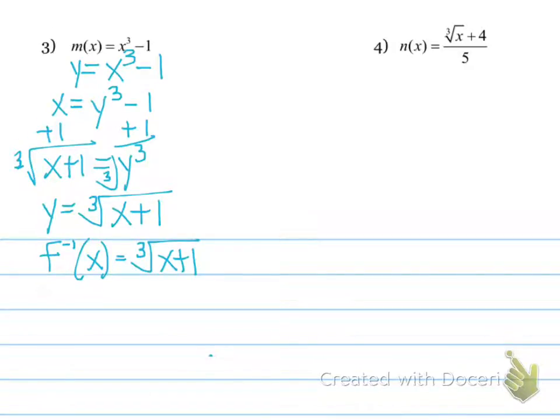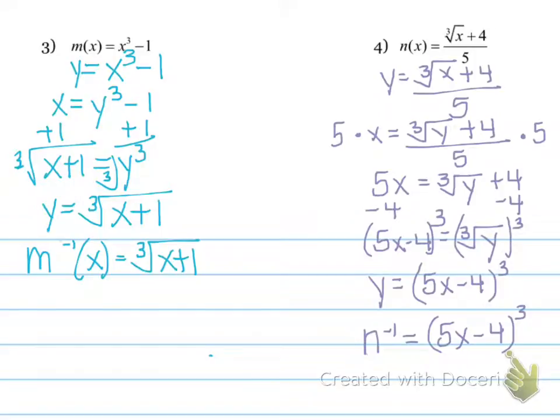So for number 3, I got the inverse function of m. Oh, I should make that an m. Is the cube root of x plus 1. And then for number 4, I got the inverse of n equals the quantity 5x minus 4, cubed.